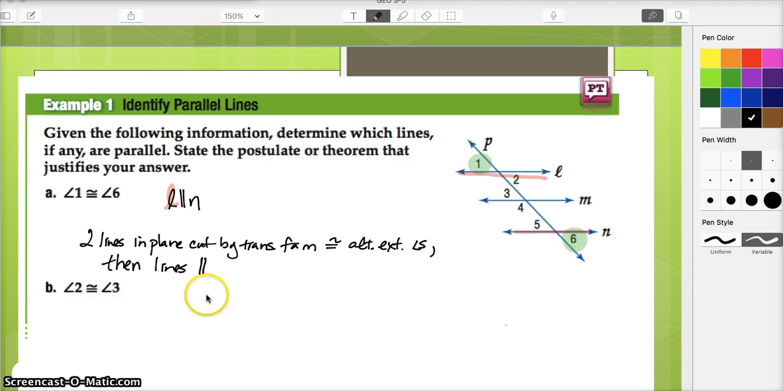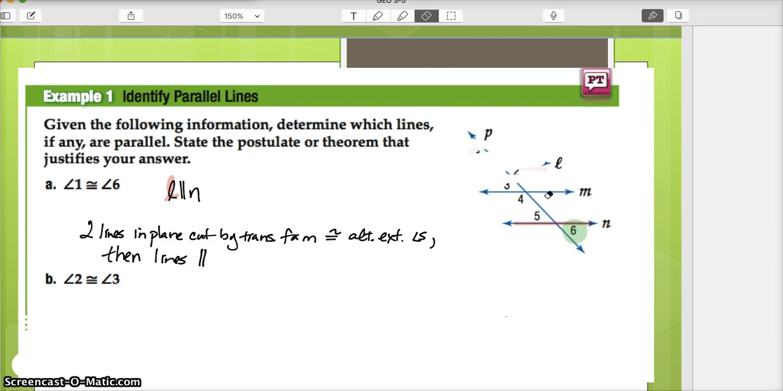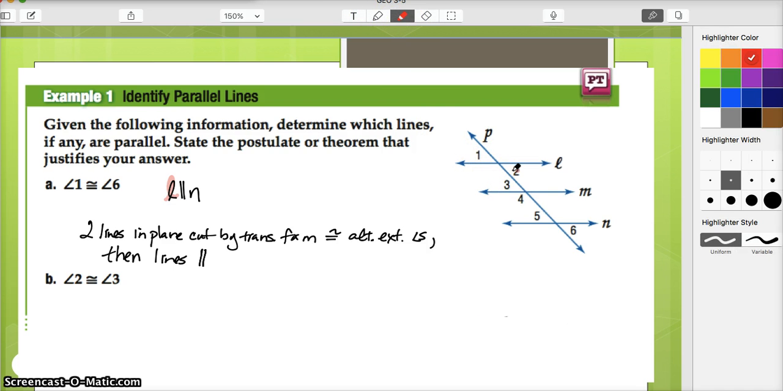So let's look at this next guy. We're talking about angles 2 and 3. I'm going to highlight those first, clearing up what we just did for the last problem. Here's 2 and here's 3. You can see that P is the transversal, and the lines also needed to create angles 2 and 3 along with the transversal would be these two.